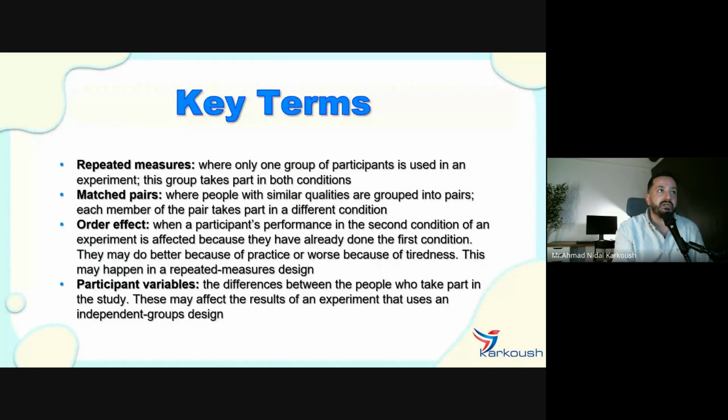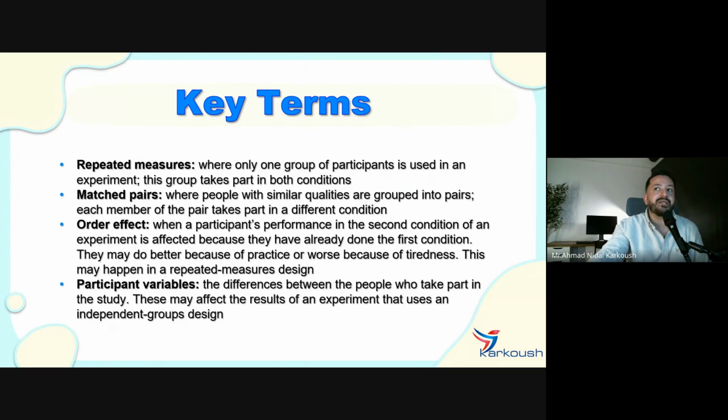Now, matched pairs, where people with similar qualities are grouped into pairs, and then each member of the pair takes part in a different condition. So I have, like, two females, same age, same background. I put them in a pair, and then each one of them goes through the experiment, but under different conditions to see the impact of those different conditions.